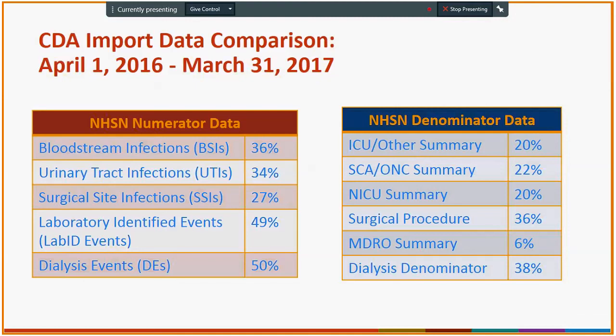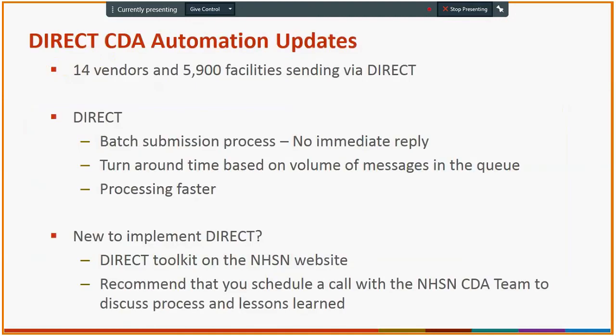This slide is CDA import data comparison. The slide is a display of the percentage of CDA imports versus manual entry or CSV import for procedures. The year-date range was selected to include completed CMS reporting. We plan to run this report 4 times a year based on the completed CMS reporting date, and hopefully we'll see the CDA percentages increase. Notice that Lab ID and dialysis events are the highest at 50 and 49 respectively, and MDRO summary is the lowest at 6%. Next slide.